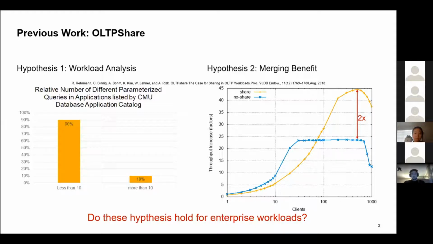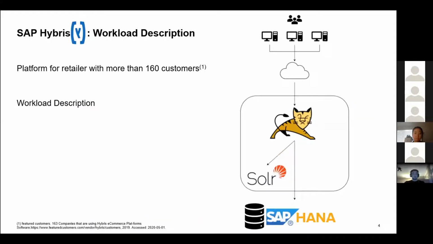Unfortunately, we could not get our hands on an Alibaba workload or an Amazon workload, but SAP has acquired Hybris, and Hybris is a platform for over 160 retailers, making it one of the leaders in e-commerce. Hybris is a multi-tier system, so clients send their requests over the network to a server running an Apache Tomcat on top of Solr, a page cache, and the SAP HANA database system.